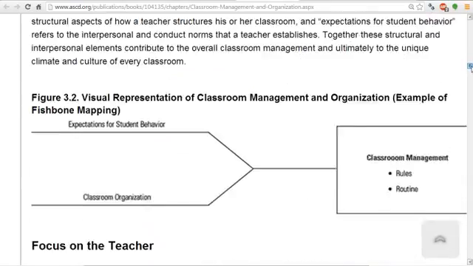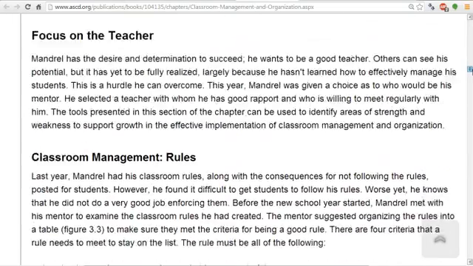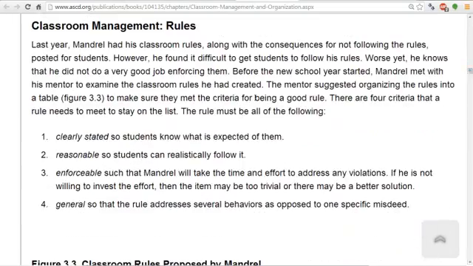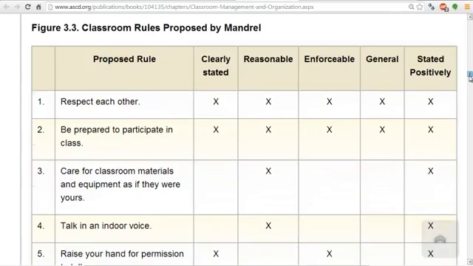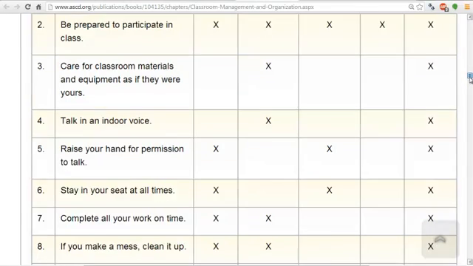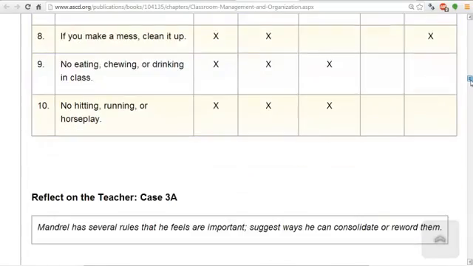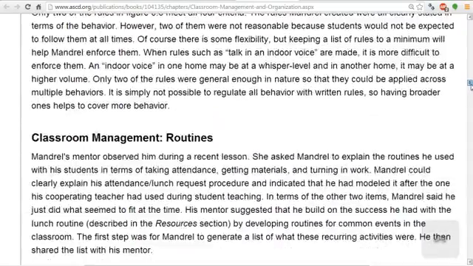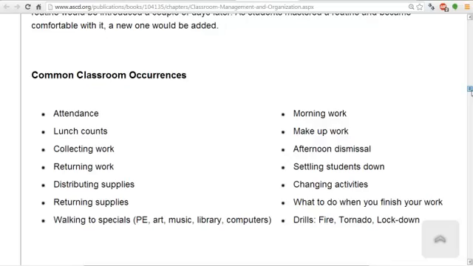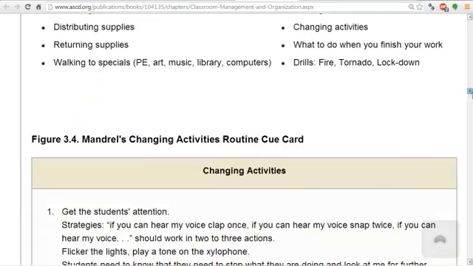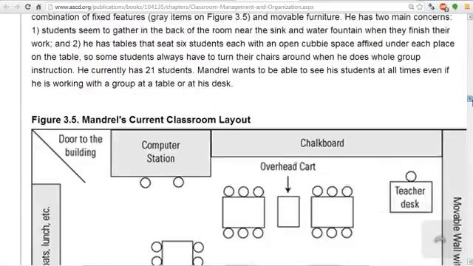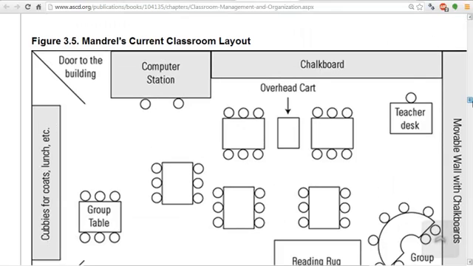And as you go down the article, you want to read the rest of this. But here's some principles about rules, and there's a list of rules and whether they're clearly stated, reasonable, enforceable, and positively stated. And then at the bottom of this article, there's some routines, but then it talks about classroom arrangement, and it gives you some classroom layouts.